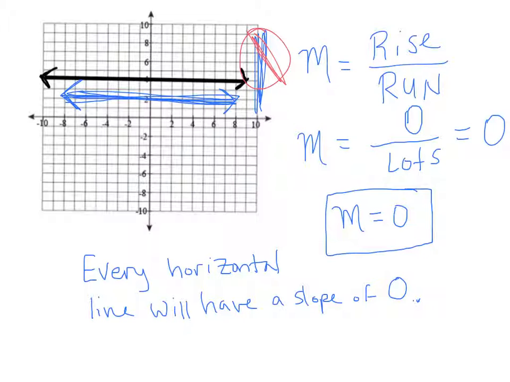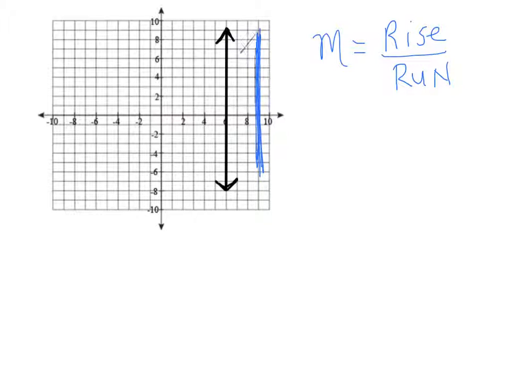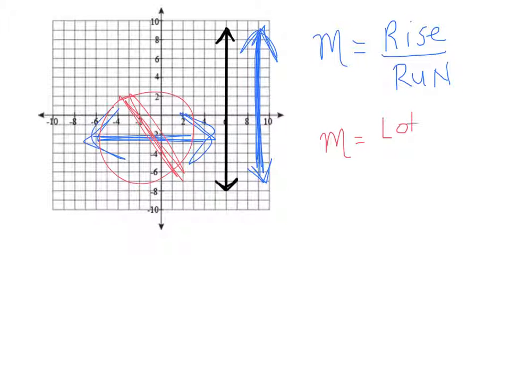What about a vertical line? Okay, here we have a vertical line. Let's look at rise over run again. In this case, all this line does is rise, right? It never runs. It never goes from side to side. It always just goes up and down. So it never runs. All it does is rise. So let's say our slope is lots of rise over no run.